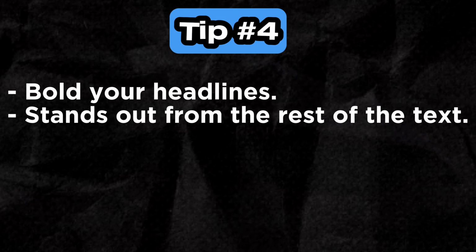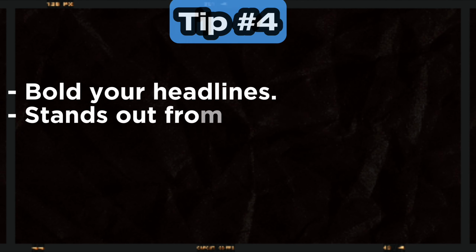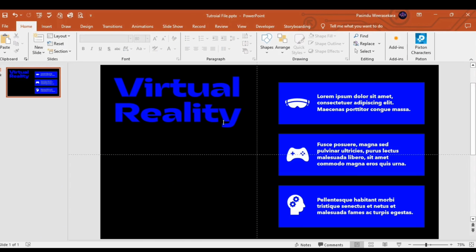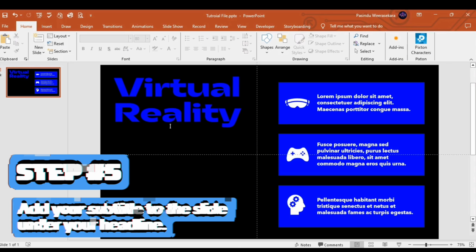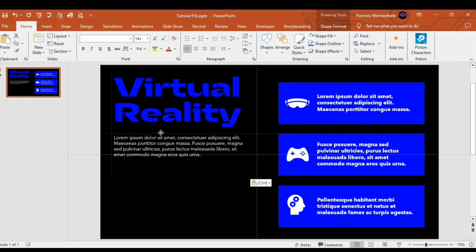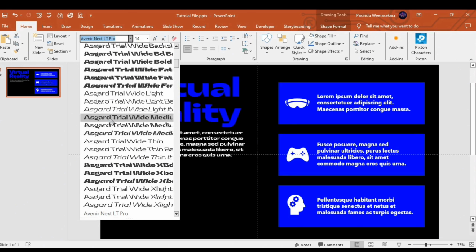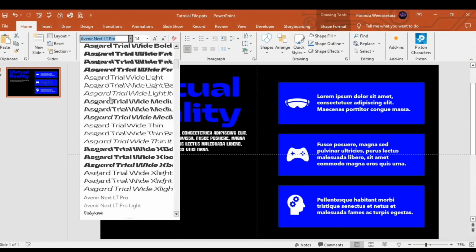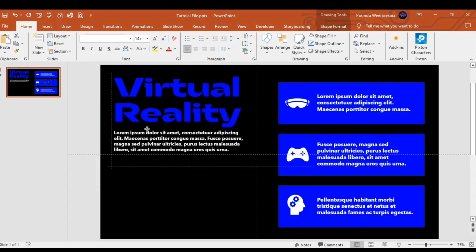And another tip is to make your headlines bold to make it stand out from the rest of your body text. Moving on, I will add my subtitle from my slide or original slide and place it under there, and I'll also change the font to this, and I'll bold it as well, just so you can see it better.